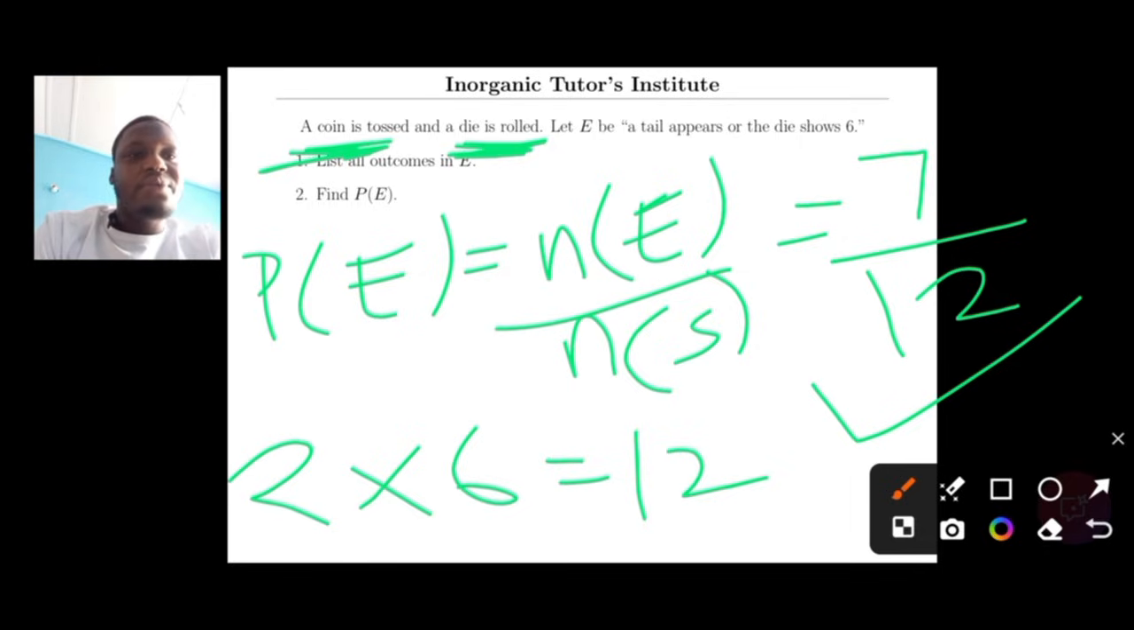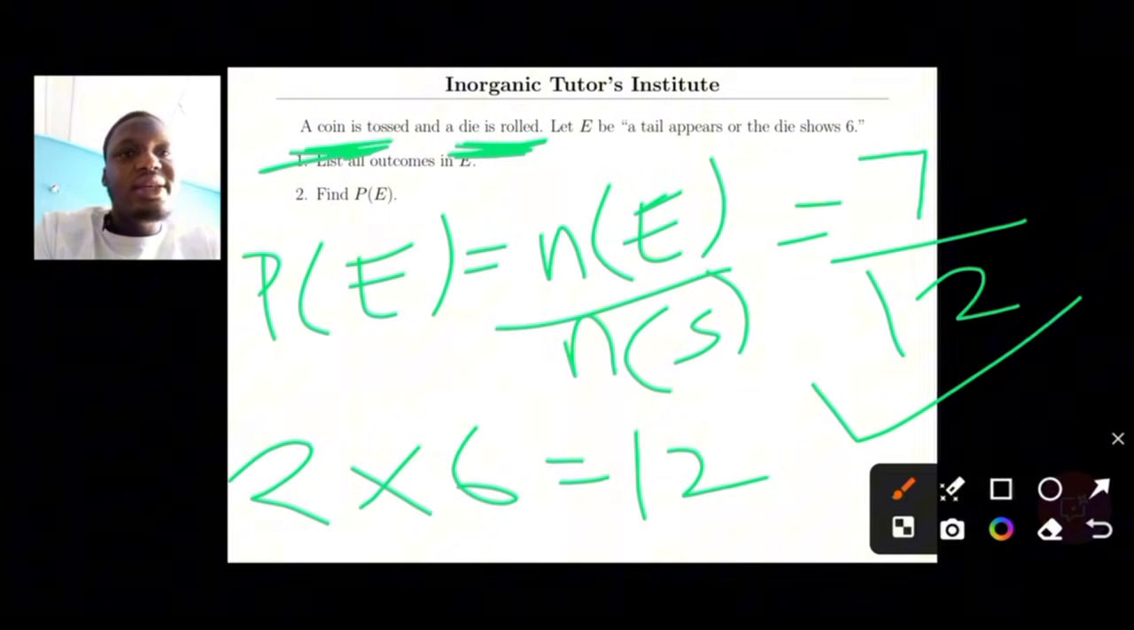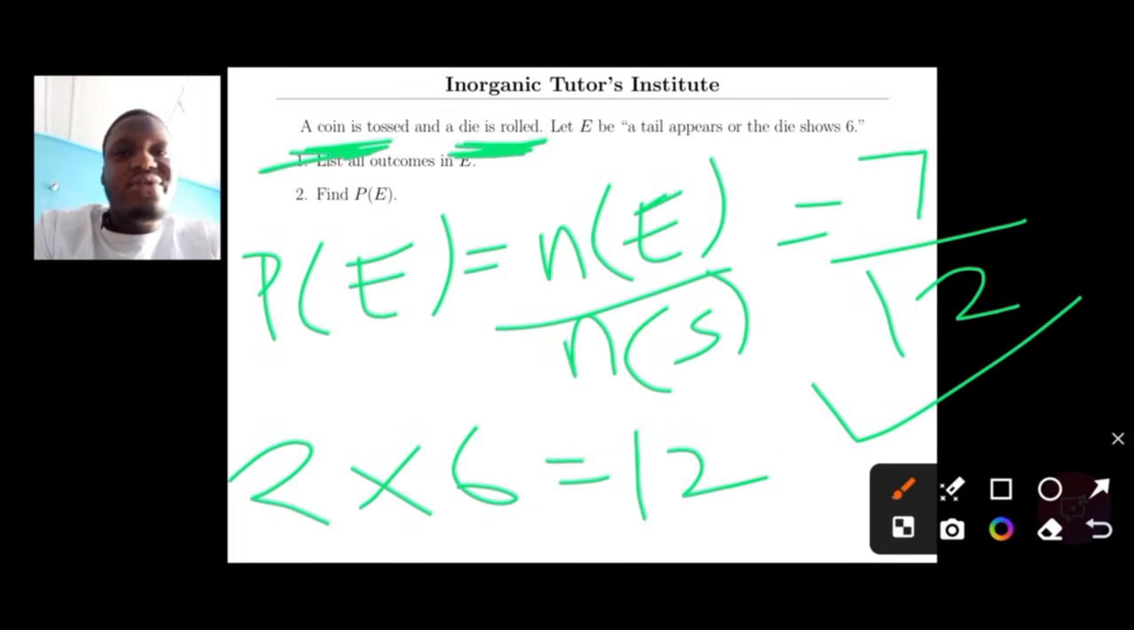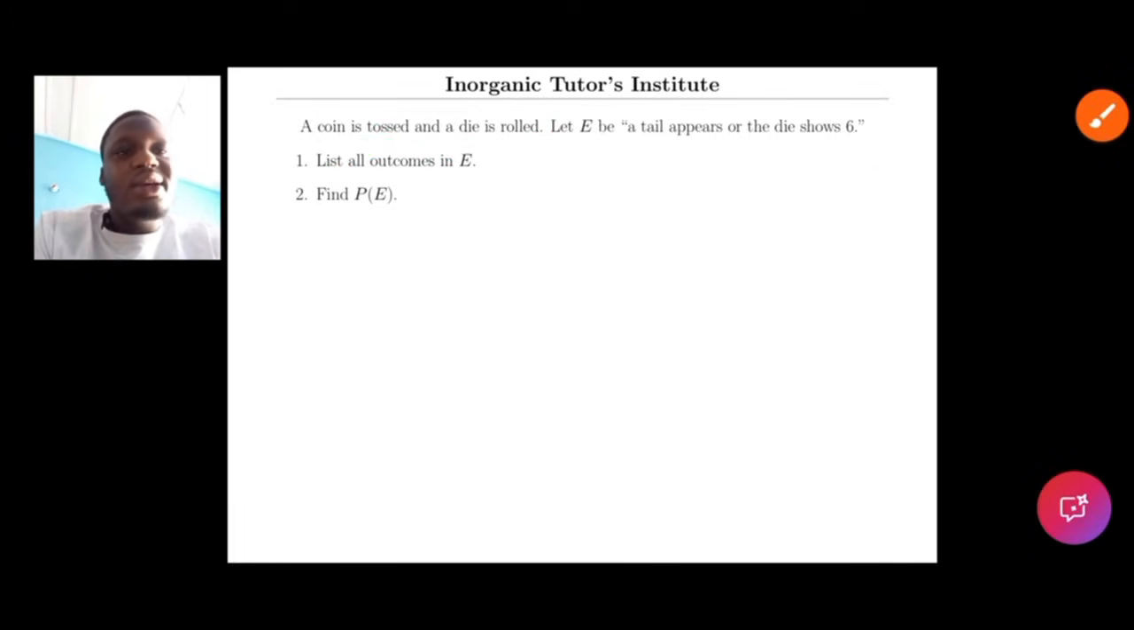Okay, good. So you just correctly determine the event E, list all the elements, then you proceed to find the probability. Okay, so that brings us to the end of today's lesson.